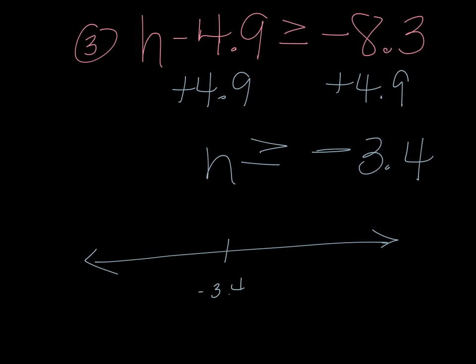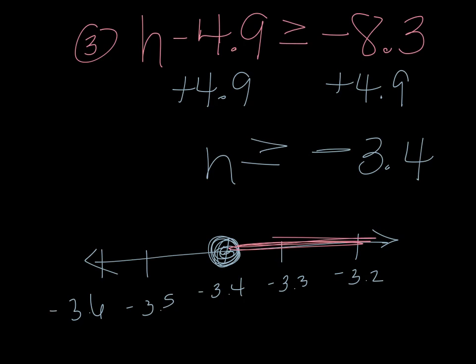Negative 3.4, negative 3.3, negative 3.2, 3.5, and 3.6. My circle is closed. My variable's on the left, so it tells me I shade to the right.